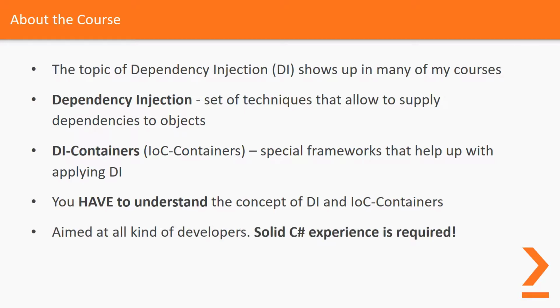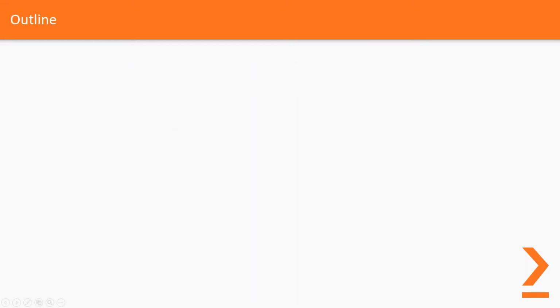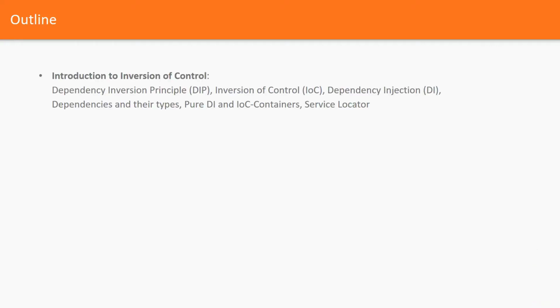This course is aimed at all kinds of developers. However, solid C# experience is required. The course provides a solid theoretical base reinforced by practical material. So, for now the course covers Introduction to Inversion of Control, including Dependency Inversion Principle, or DIP, Inversion of Control, or IoC, Dependency Injection, DI in short, Dependencies and their types, what is pure DI and IoC containers, and what is Service Locator.